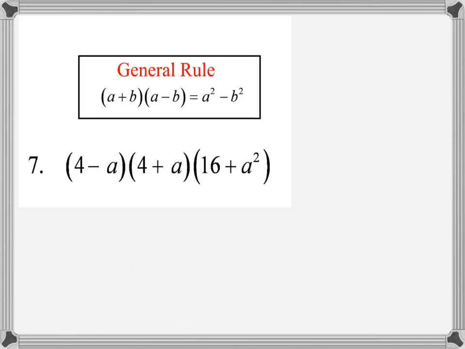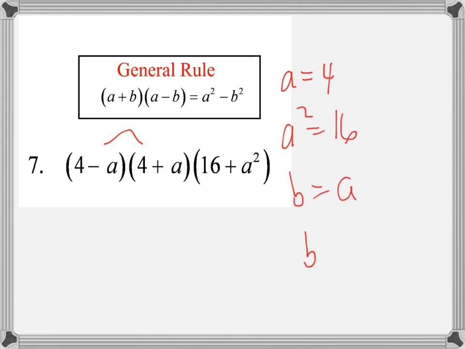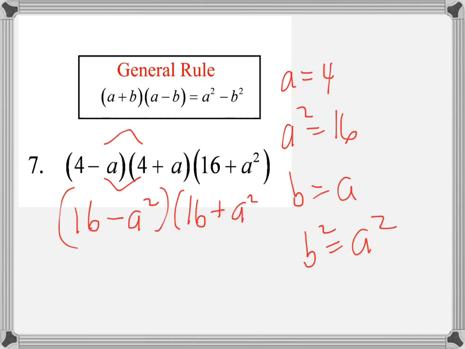Our next one again has three binomials, but they were chosen very carefully. You're going to see in just a second how easy it is to do all three of these. So first, again, we do two at a time. Here, our a term is 4, so a squared is 16. And our b term is a, and so b squared is a squared. So these two multiplied together would be 16 minus a squared. And we'll bring down this last binomial.